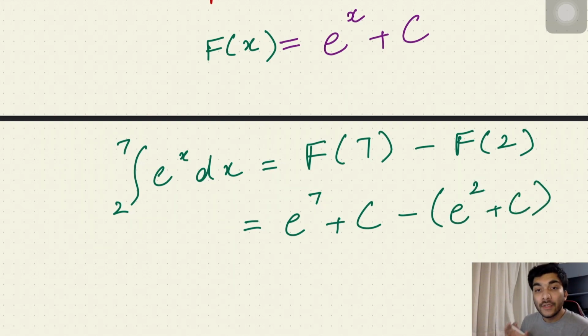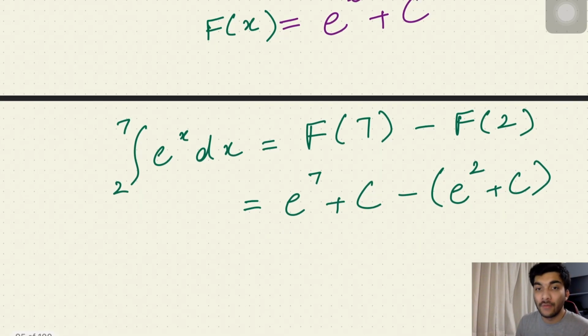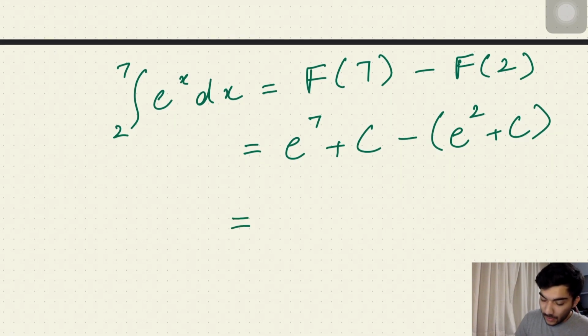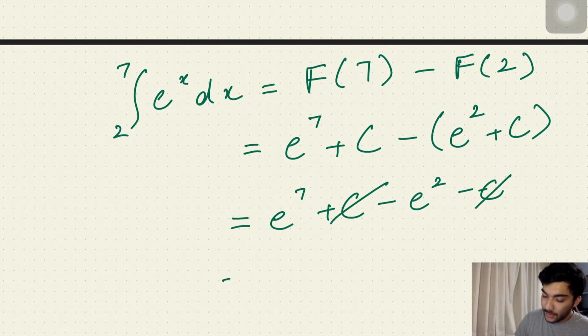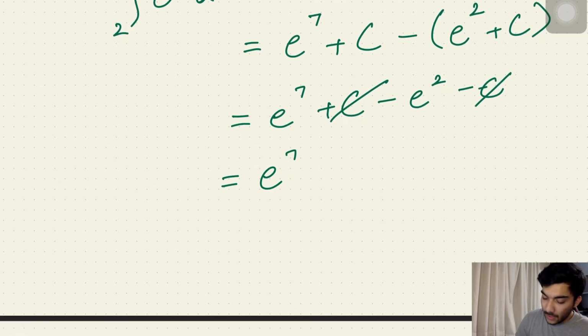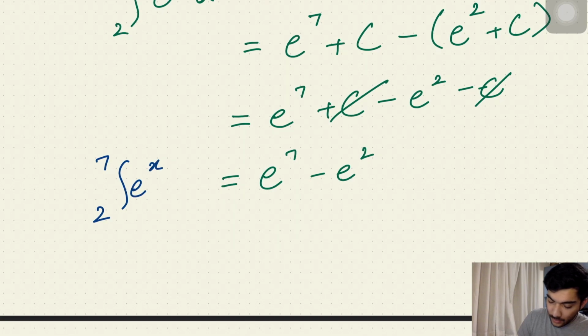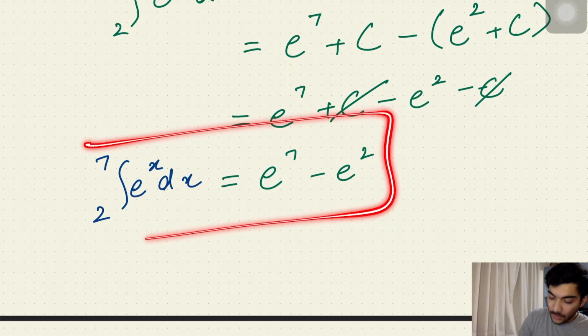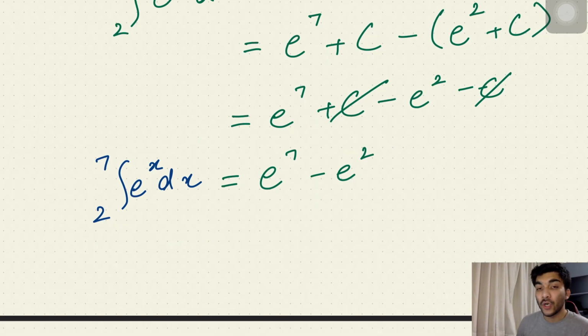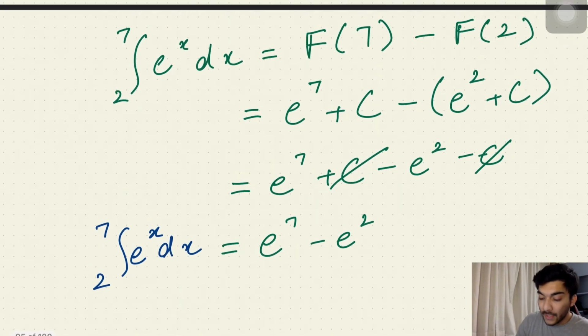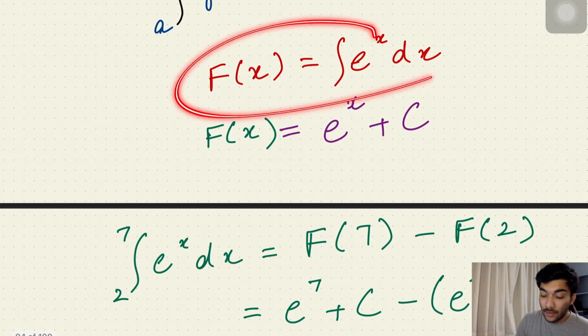And you'll always notice this thing while calculating the definite integral of a function, that your constant of integration will always cancel out. So in this case, your definite integral would be e to the power 7 plus c minus e squared minus c. So this and this cancel out. The final answer becomes e to the power 7 minus e squared, and this is equal to the integral from 2 to 7 of e to the power x dx. So that is why the constant of integration doesn't play an important role in definite integrals, because it will always get cancelled out no matter what, but it plays a very important role when you are calculating indefinite integrals.